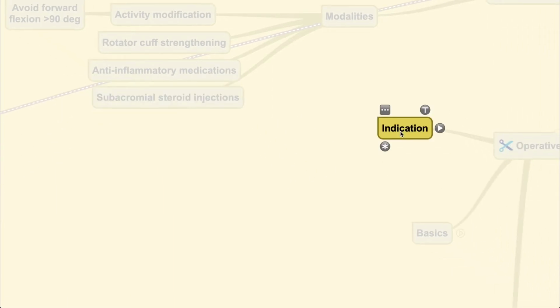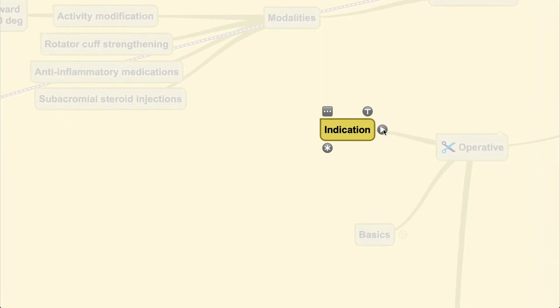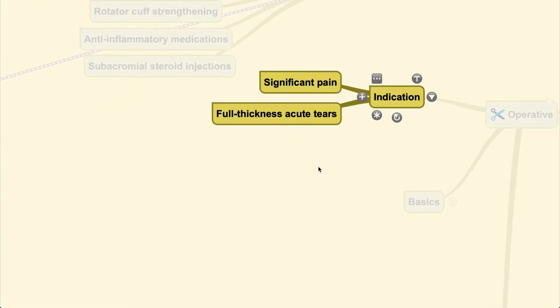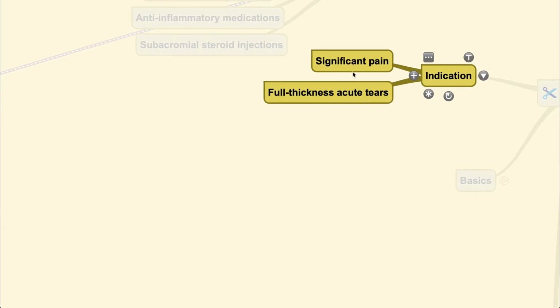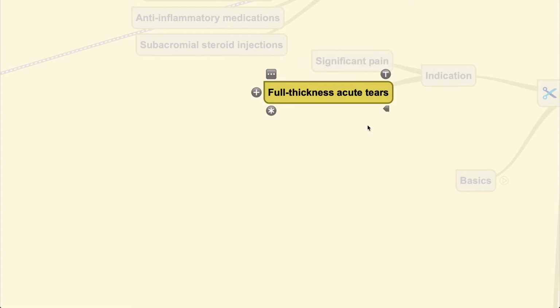Well, we have known about the non-operative treatment modalities. Sometimes operation is still needed. The indication is sometimes a patient comes to us with significant pain that is still unresponsive to conventional treatment, and sometimes it is also recommended in full thickness acute tears. Remember, acute, not chronic tears.